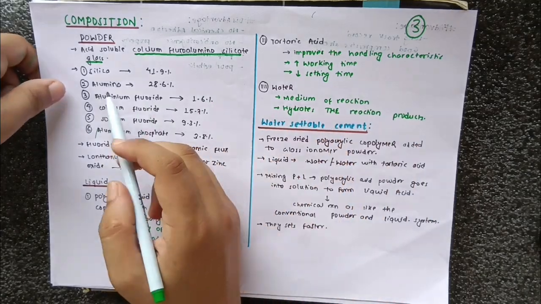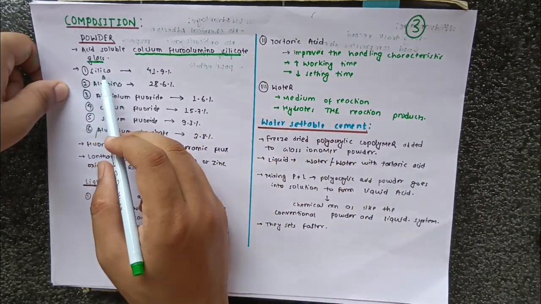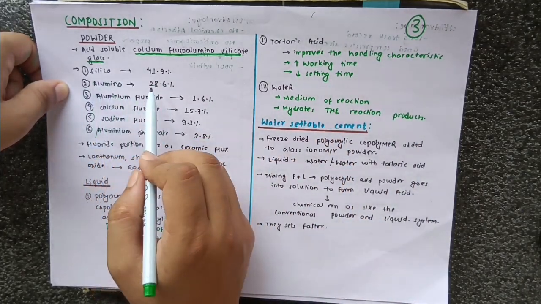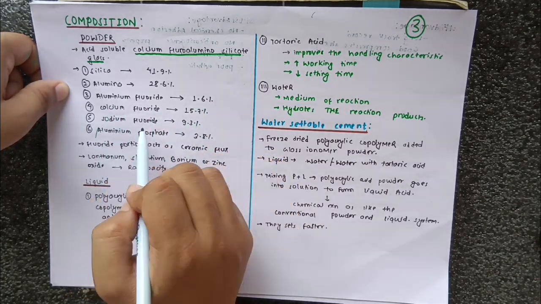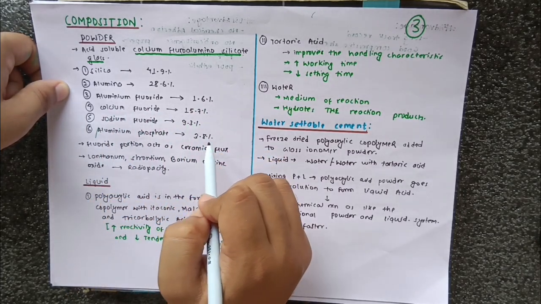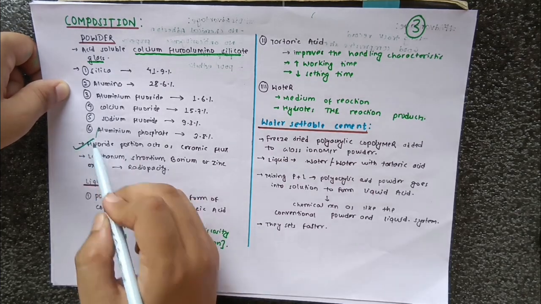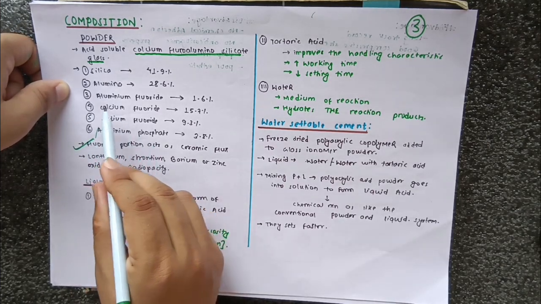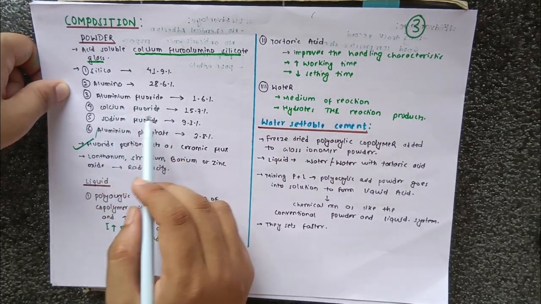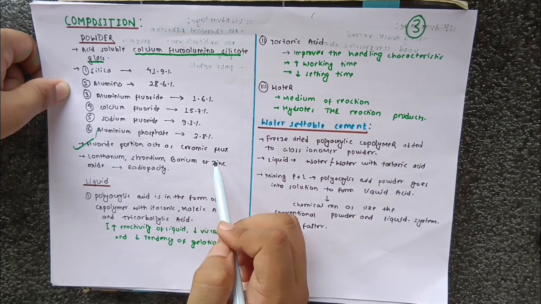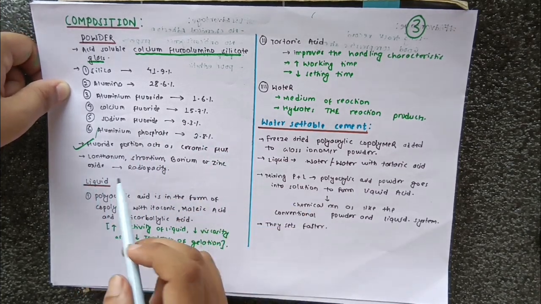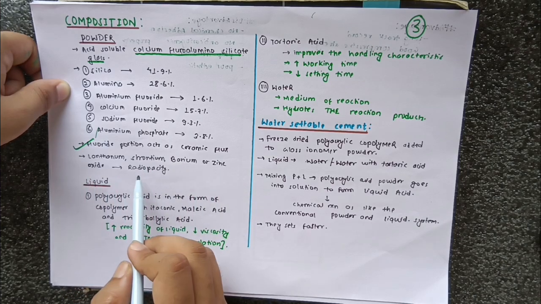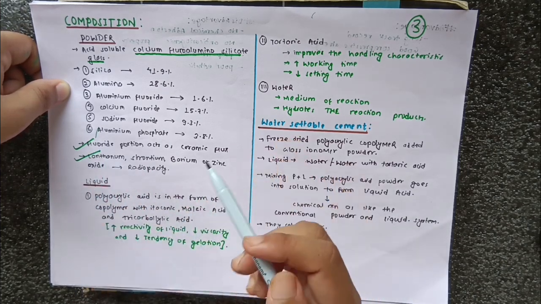After that, in the powder, silica is 41.9%, alumina 28.6%, aluminum fluoride 1.6%, calcium fluoride 15.7%, sodium fluoride 9.3%, aluminum phosphate 3.8%. The fluoride portion here is aluminum fluoride, calcium fluoride, sodium fluoride, and they act as a ceramic flux. After that, lanthanum, strontium, barium, or zinc oxide add radio opacity to the glass ionomer cement.